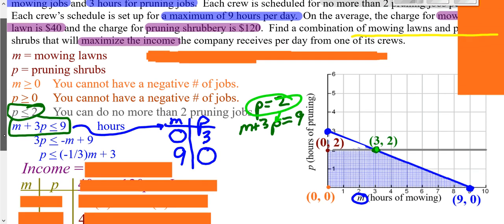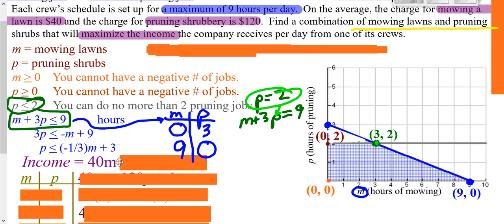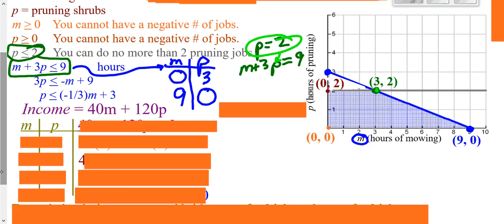So once you have all your points, you want to plug them into what you're trying to maximize or minimize. Up here, as you look, we're trying to maximize our income. So we get some income from mowing our lawns, and we get some income from pruning our shrubbery. We get $40 for each lawn, so it's 40 times M, and that M should be italicized, plus 120 for each pruning job, and that P should be italicized also, because variables are italicized.